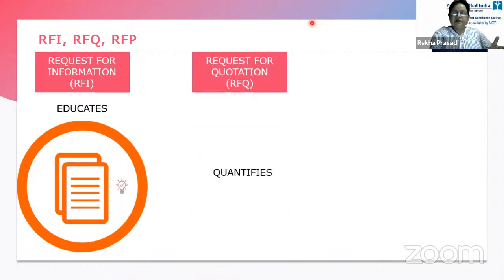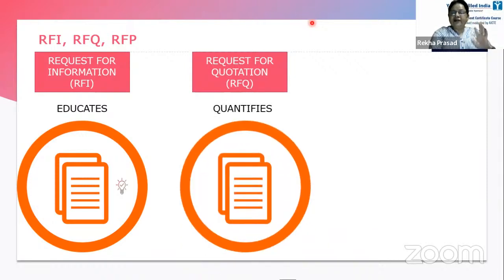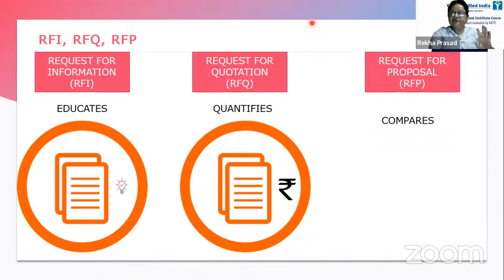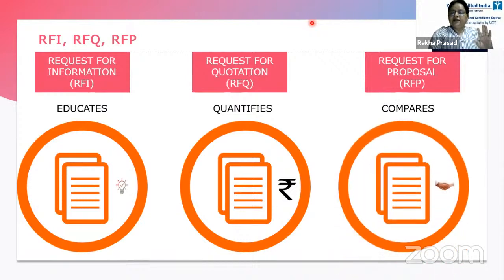तो RFI is it educates, वो आपको educate करता है कि ये आपका प्रॉब्लम है, इसको इस तरह से सॉल्व किया जा सकता है. This quantifies. Proposal compares. जब आपके पास 2-4 suppliers से आ गए तो आप you can compare and see which is the best for you, and then naturally over here this hand is shown कि you shake hands and you start the work.